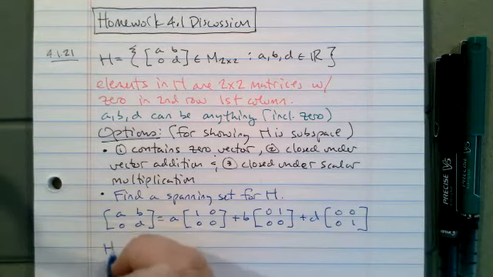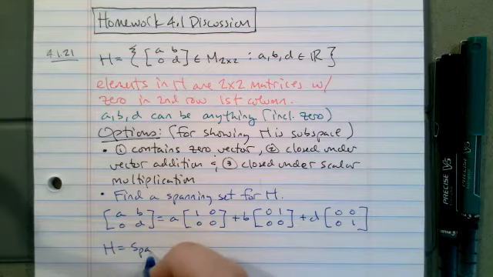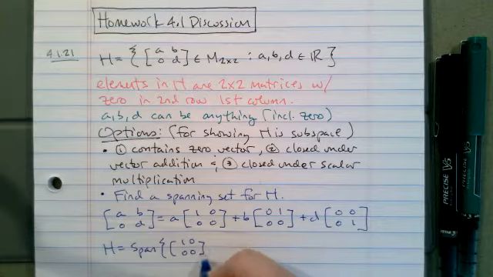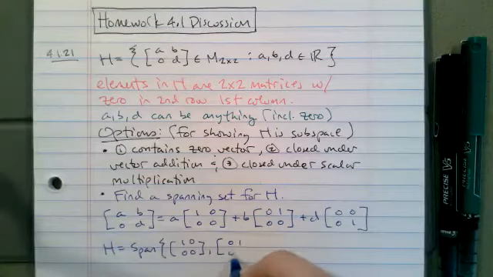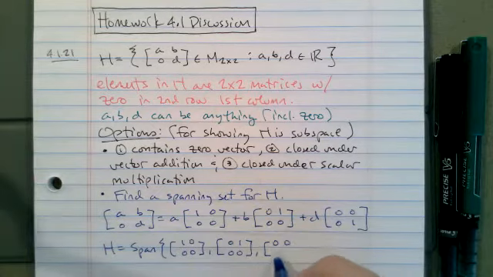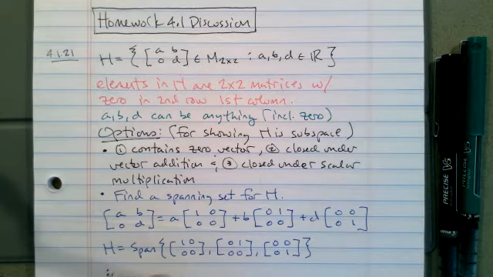So we would say H is the span of 1, 0, 0, 0, 0, 1, 0, 0, and 0, 0, 0, 1. Therefore, H is a subspace of M 2 by 2.